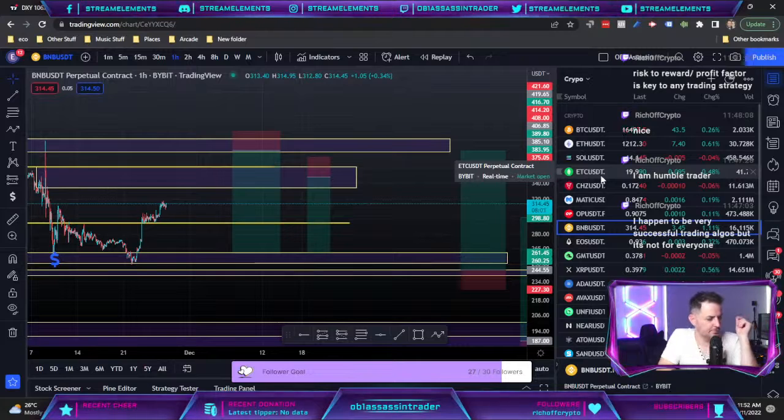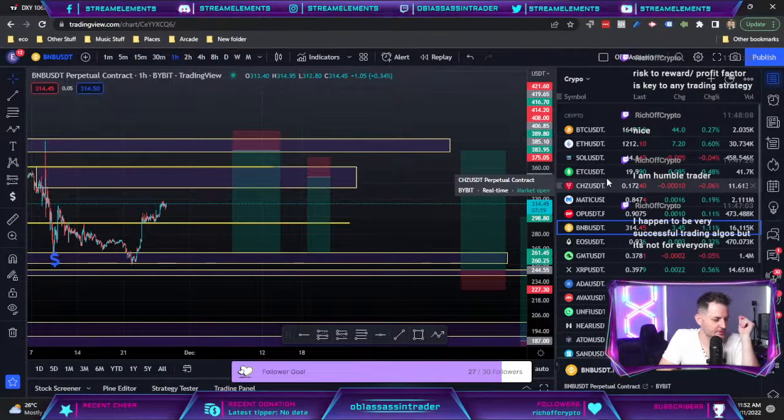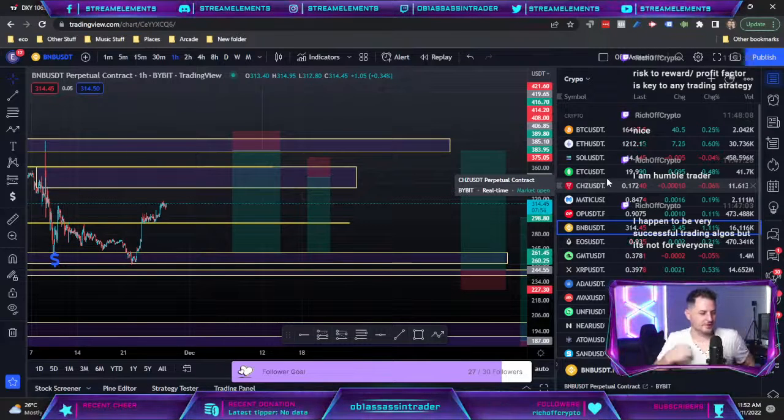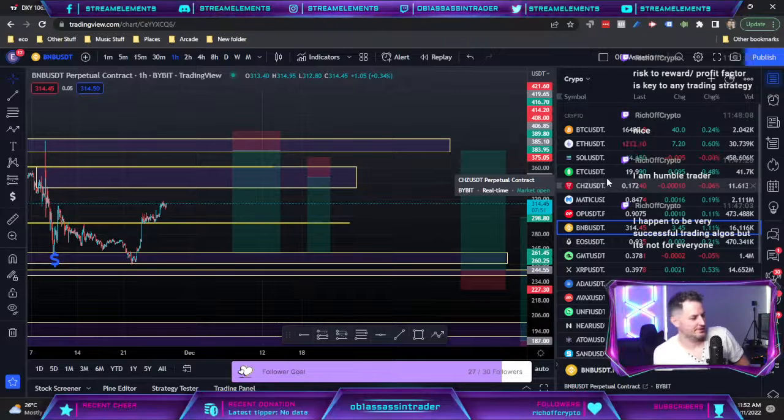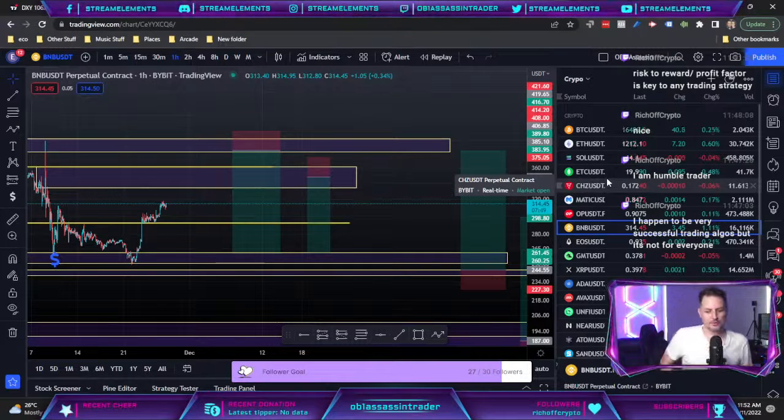Yeah, risk to reward profit factor is the key. You're absolutely correct. I can't disagree with that. It is the key. Squeeze in that risk to reward. I mean, if you're going to risk that stop, you want to make sure your reward is at least 3 times your risk. At least.